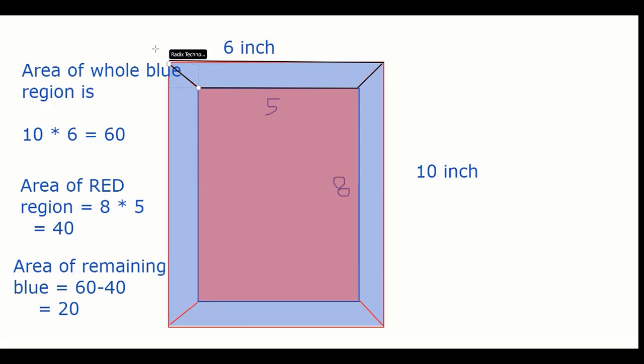Understood what I am saying, everybody? This is 20. 20 is this plus this plus this plus this. But no, I have to find only one of them. So 20 by 4, so 5, if all are equal. Obviously here it is not equal.